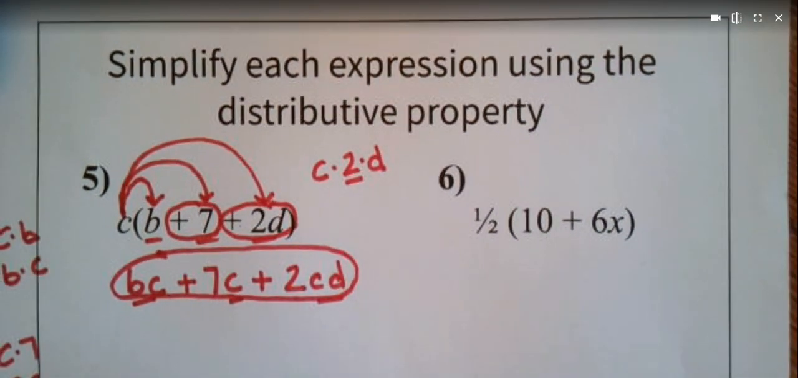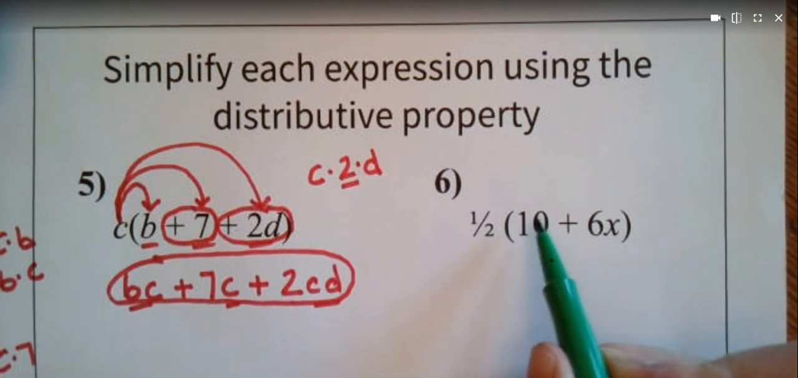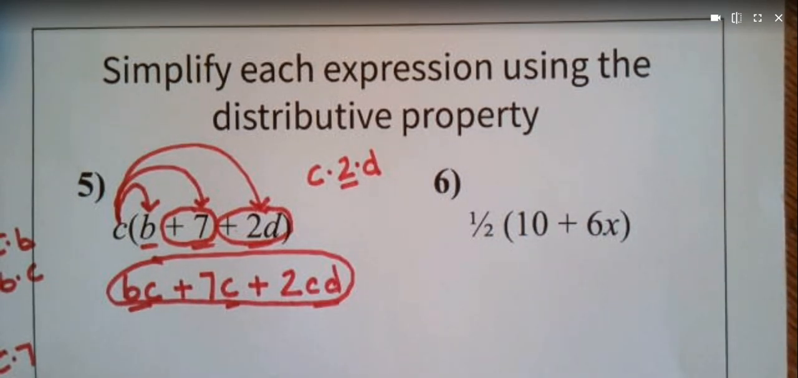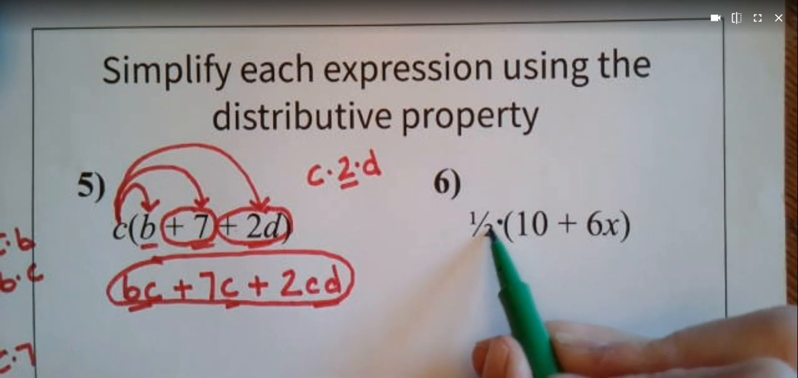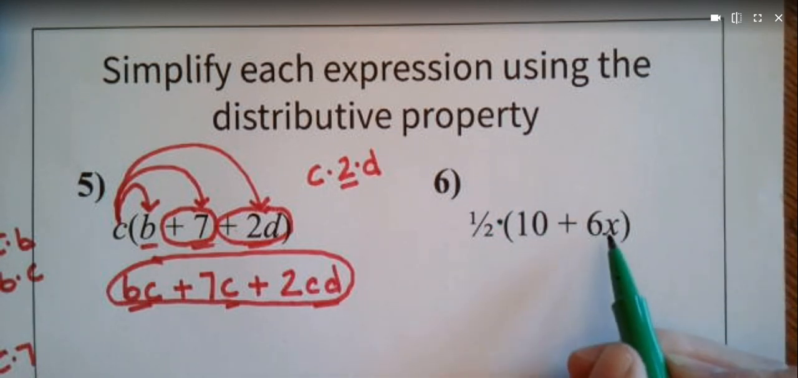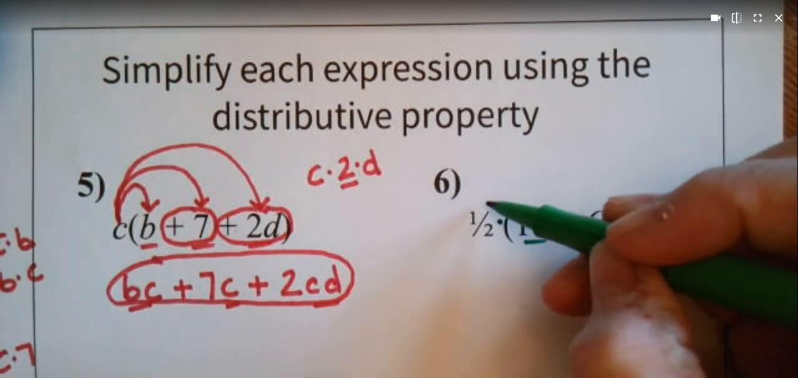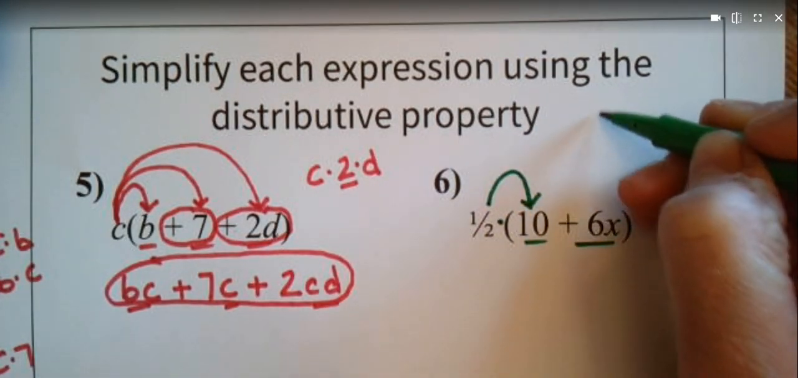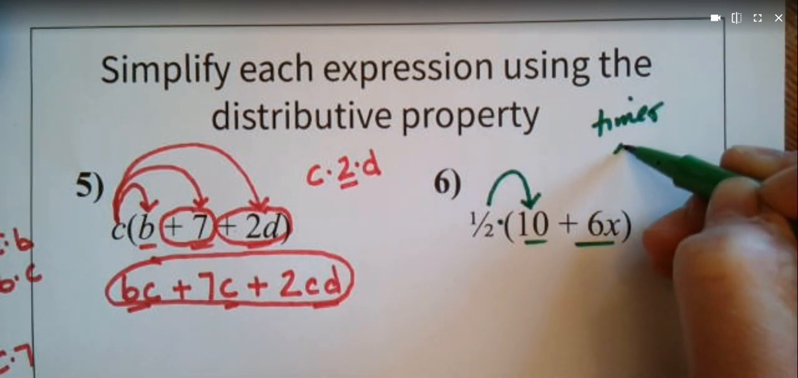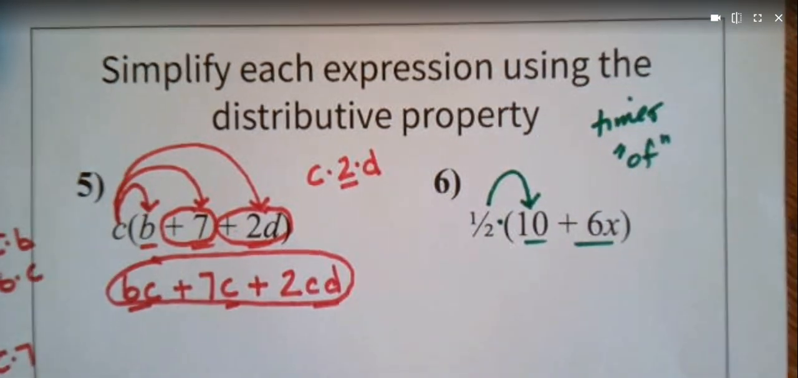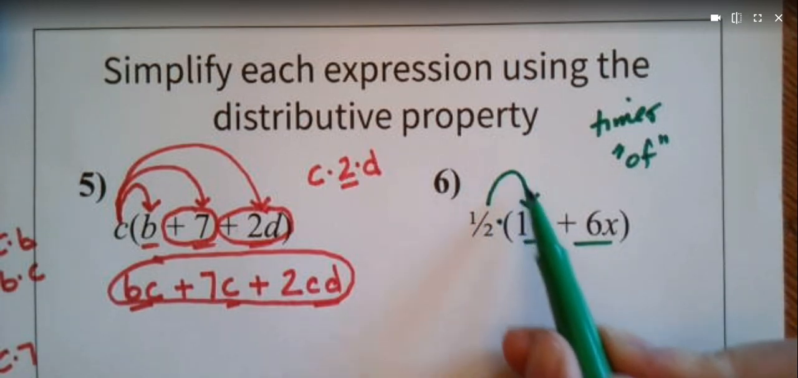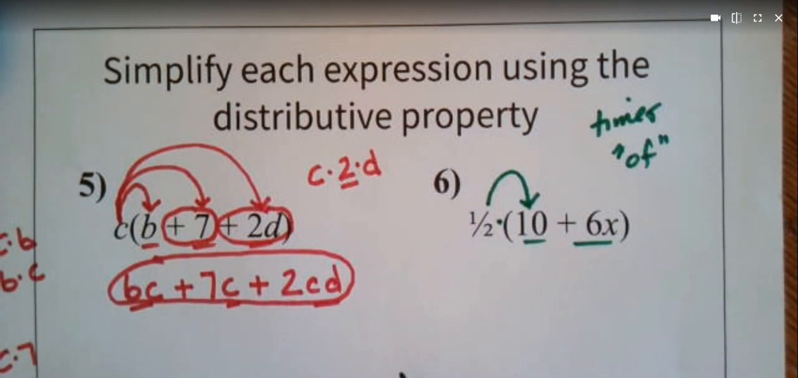Let's try number 6. Oh, there's a fraction in there. Here we have half times the quantity 10 plus 6x. Remember, this is multiply. I want to multiply 1/2 by everything inside of the parentheses, the 10 and the positive 6x. Now, when I take 1/2 times 10, remember, times is the same thing as the word of. So I could think, what is half of 10? And then I don't need to use a calculator. Half of 10 is 5. Half times 10 is also 5.